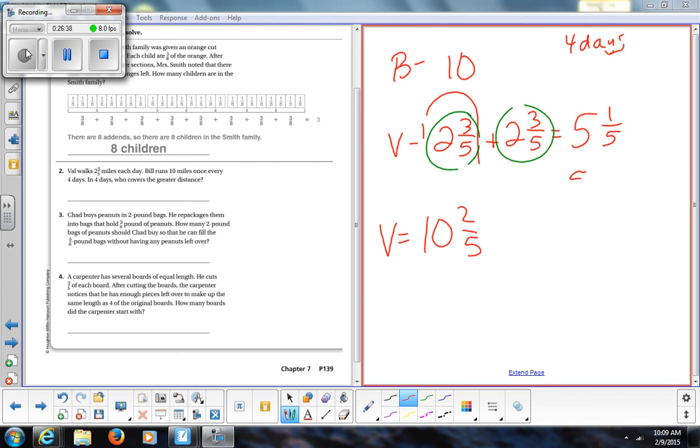So can't I add those? 5 and 1/5. Thank you. I meant 5 and 1/5, not 5 and a half. So can't I just add those 2 days together, or those 2 numbers together, and get the same thing? Yeah. Okay, what's 1 plus 1? 2. 5 plus 5? 10. But if you don't get that, then just do repeated addition. All right, let's take a look at number 3.